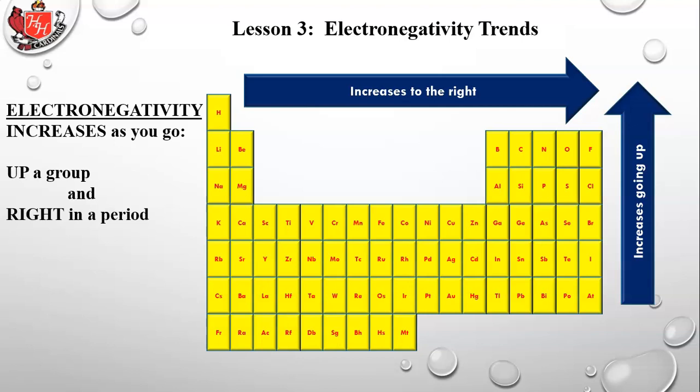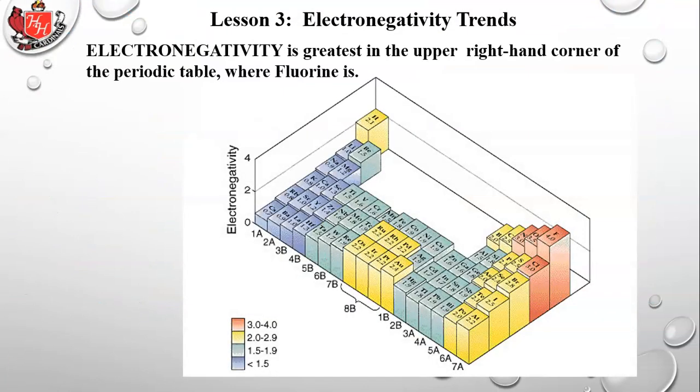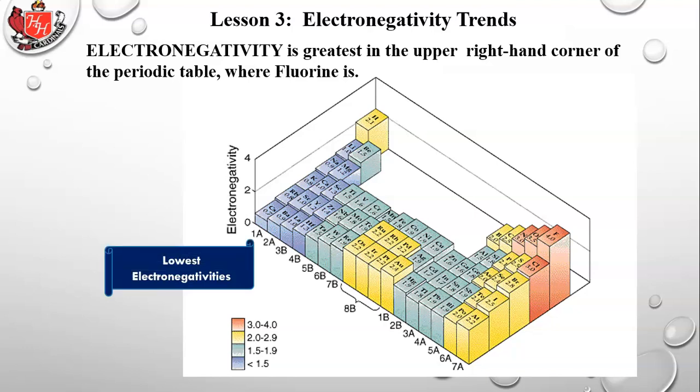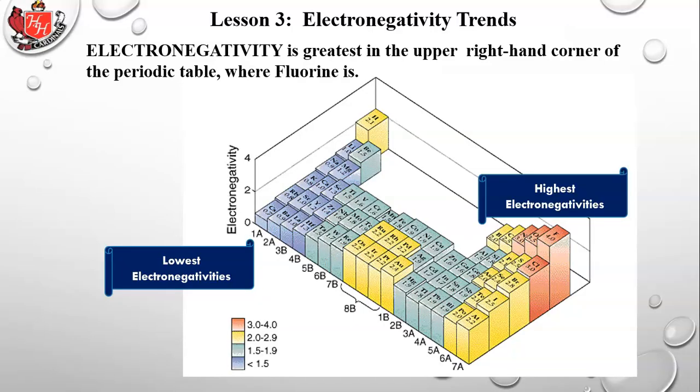That means they're the best at pulling in outside electrons. In the lower left-hand corner of the periodic table, and in fact the entire left side of the periodic table, those elements are very poor at pulling in outside electrons, and in fact they never do it. So notice that it's the same as ionization energy. So here you see also a perspective view of electronegativity. Electronegativity is greatest in the upper right-hand corner of the periodic table where fluorine is. So the lowest electronegativities are there on the lower left. The highest electronegativities are on the upper right.